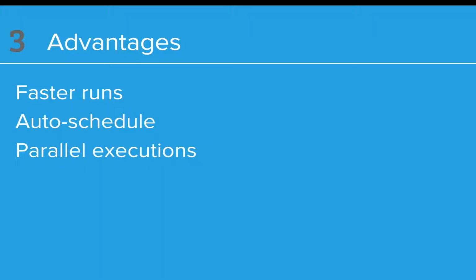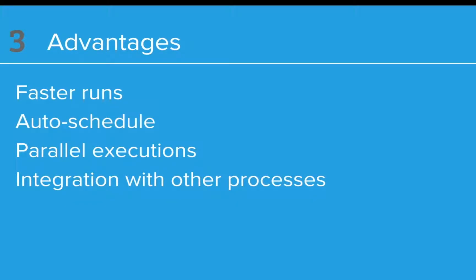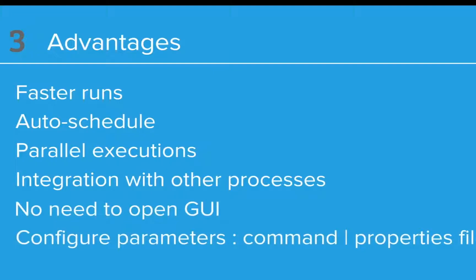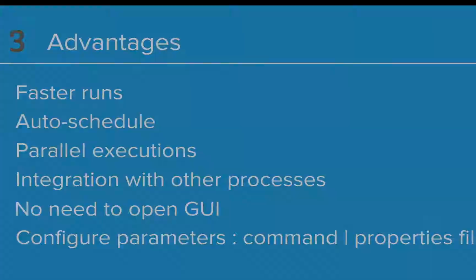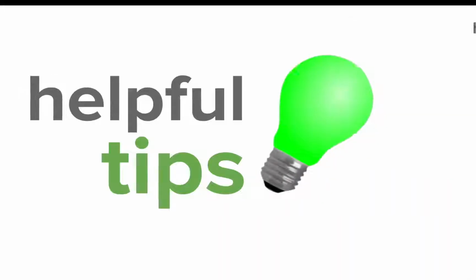You can do parallel executions, although in Katalon Studio you can create test suite collections and run your test suites in parallel, and we have already seen this in our earlier sessions. But still, when you want to have multiple different test suites, you can create multiple commands and then run them in parallel. Again, very important, integration with other processes like the continuous integration system. There is no need to open the GUI. You can directly run the command, and then you can configure your parameters directly through a command or through a properties file. Let us look at some useful tips.